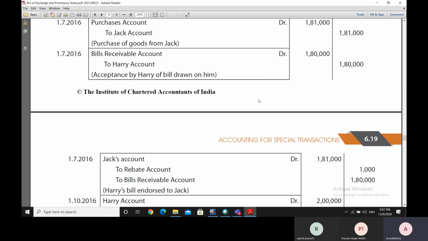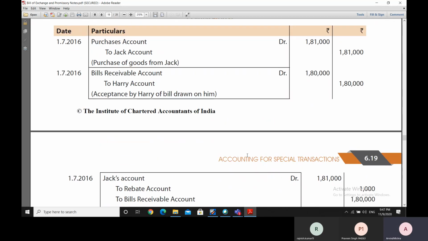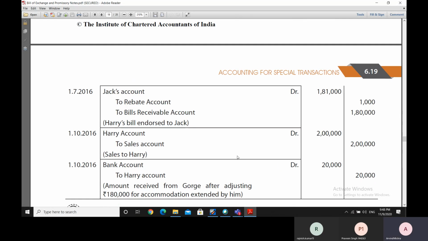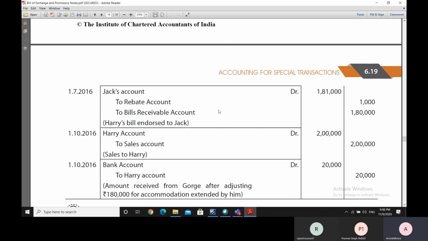Now thereafter, Harry's bill is endorsed to Jack. By whom? By Gorge. So Gorge endorses Harry's bill, which is received from Harry, and it is endorsed to Jack. So Jack's account gets debited and the bill receivable account is again credited, and there is a rebate here of 1,000 rupees because this is a full and final settlement.